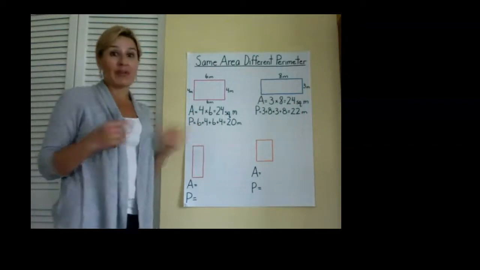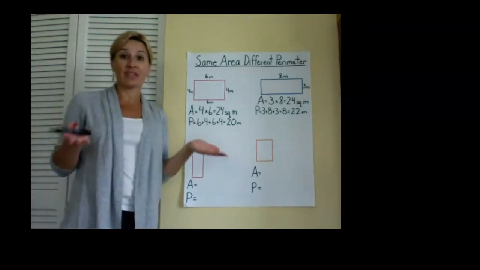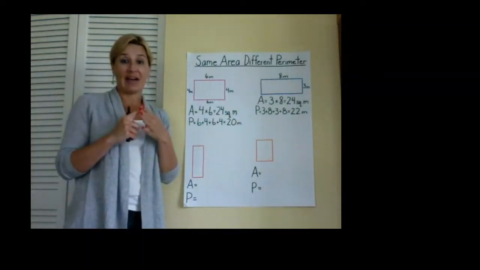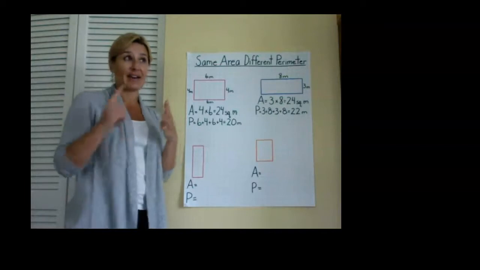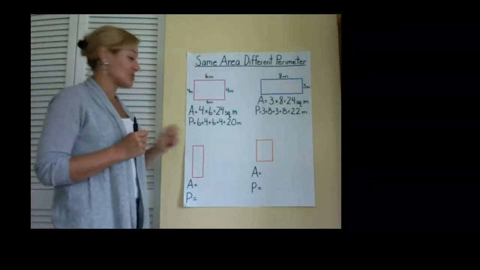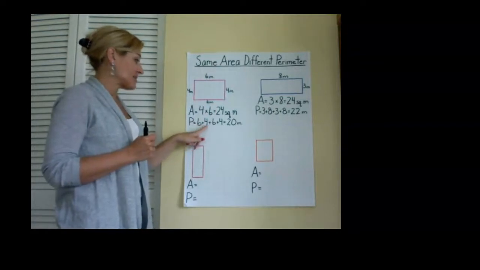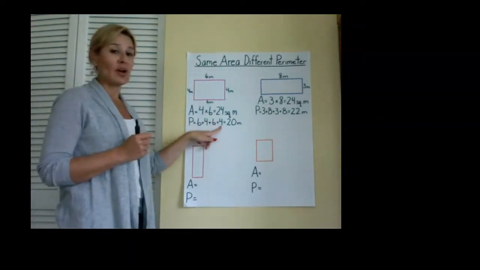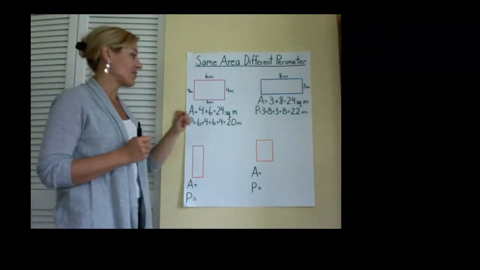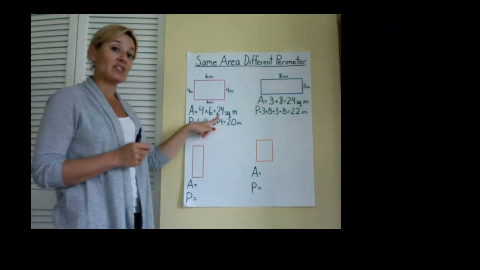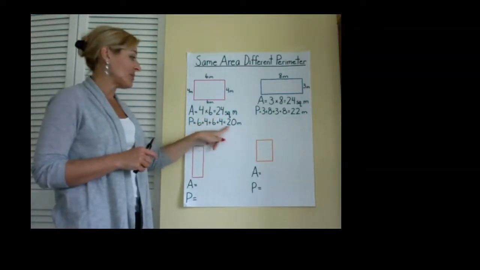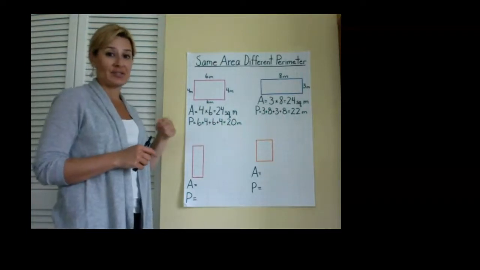Now, perimeter. You should remember what the formula is for perimeter: side plus side plus side plus side, all 4 sides added up. So I'm going to add up all my side measurements together. 6 plus 4 plus 6 plus 4, and I'm going to get 20 meters. So this rectangle has an area of 24 square meters and a perimeter of 20 meters.